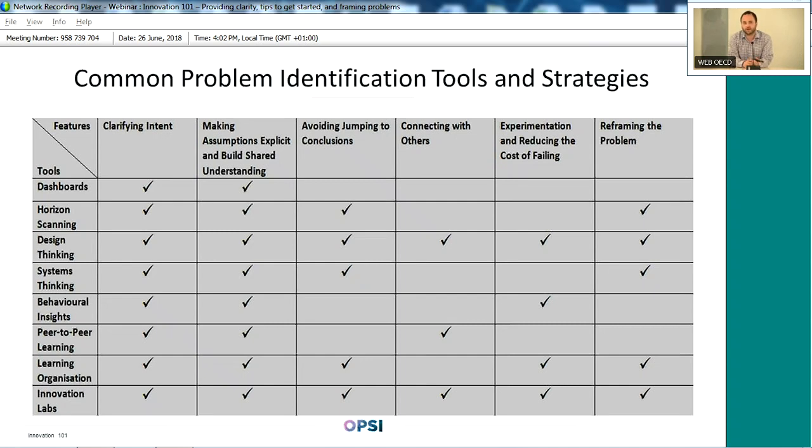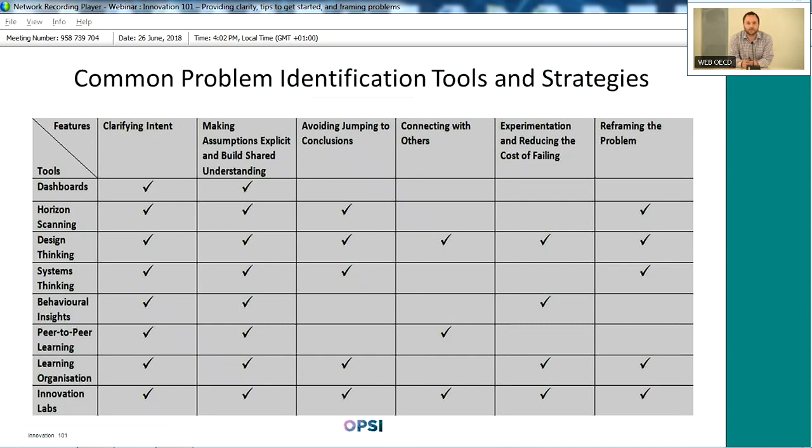We actually have a couple of pieces of literature on systems thinking and how it applies to the public sector. Behavioral insights, actually understanding how people behave and how people make decisions, is becoming more popular. There are lots of behavioral insight groups now popping up across government. Peer-to-peer learning: there are lots of people who are challenged with solving the same problem, so how can you work amongst your peers and your network? Learning organizations: how can you constantly be looking for new methods and new ways of doing things within an organization?